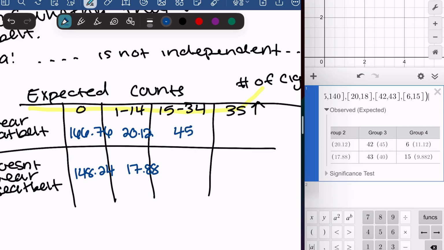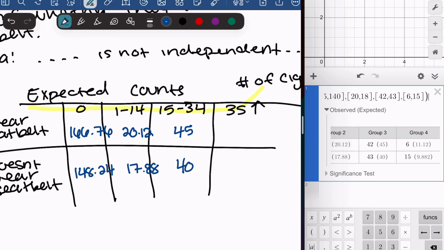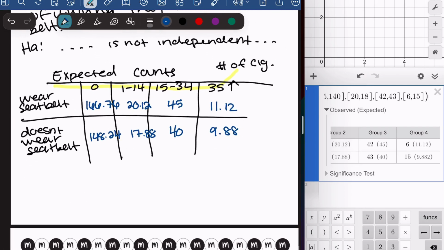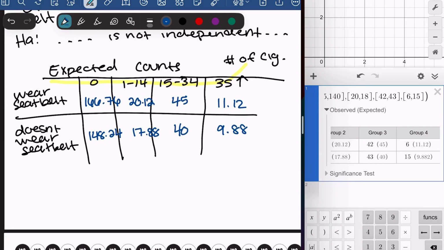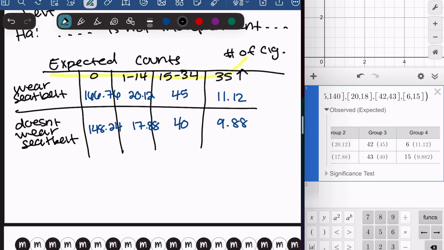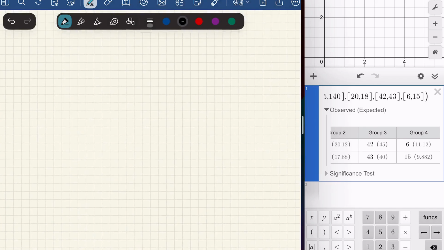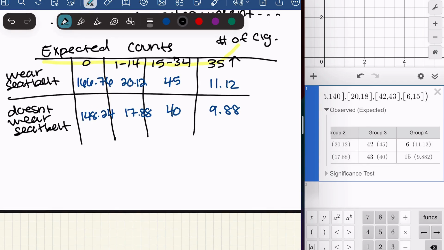So again, I'm going to go to add an inference. I'm going to look at chi-squared tests for independence. And then on my notes, I'm going to go up here where I have my observed values, and I'm going to type these numbers in. So 175, 140, 20, 18, 42, 43, 6, and 15. Once I type in all my data for my observed counts, I hit create test. I go to the drop down that says observed, and then all the numbers in the parentheses are my expected counts. So I'm going to write that on my table. And if there are decimals, make sure you include those decimals.